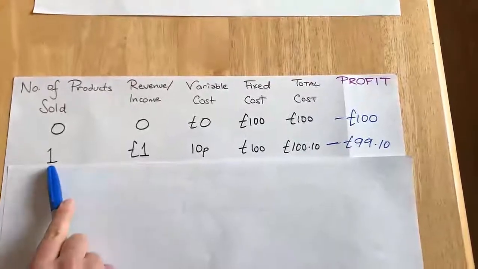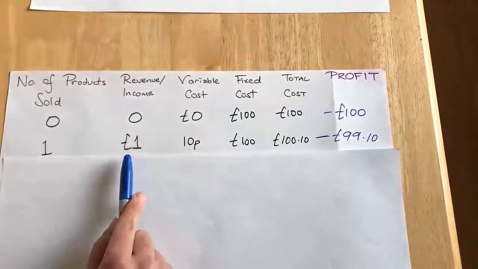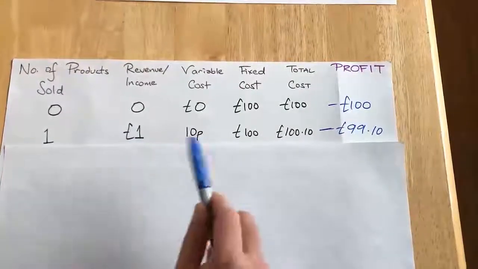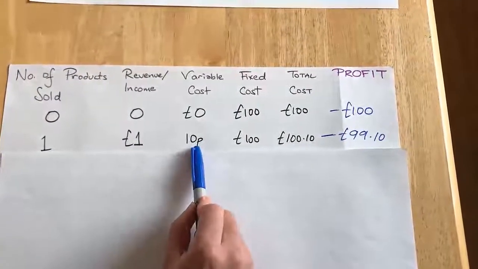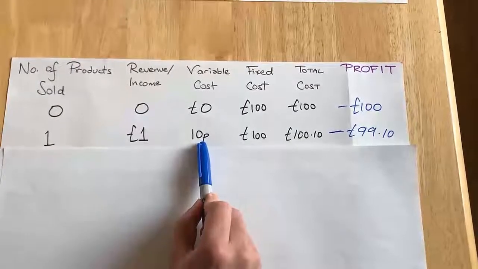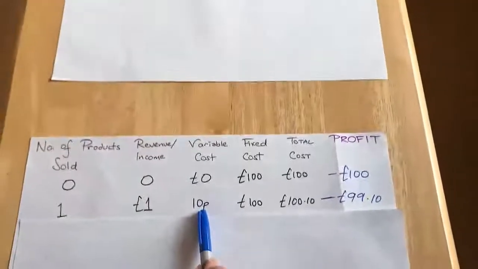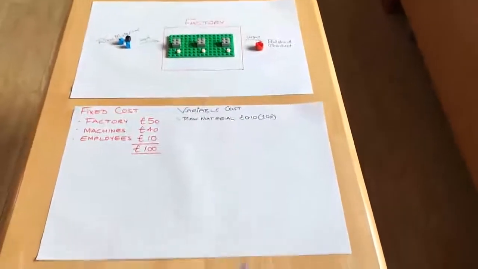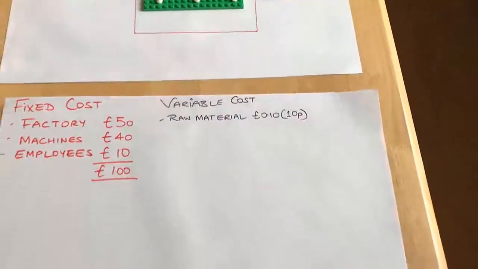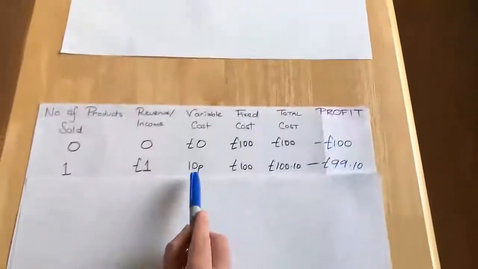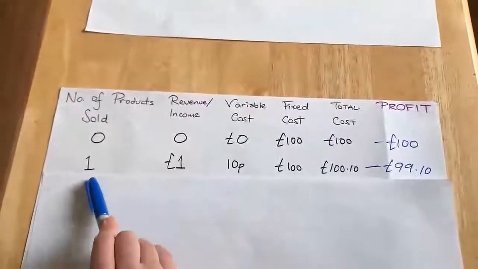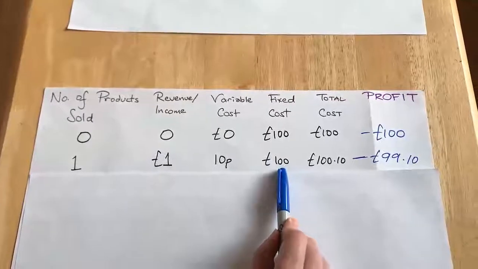So if we make one product, and let's assume the selling price is £1. So we sell it to the customer for £1 for that Lego piece. The variable cost is 10 pence, as we had discussed earlier. Can you see that? Variable cost over there? Yeah, 10 pence. So £1 we get from the customer, and it costs us 10 pence in raw material to make that one piece. The fixed cost is £100.